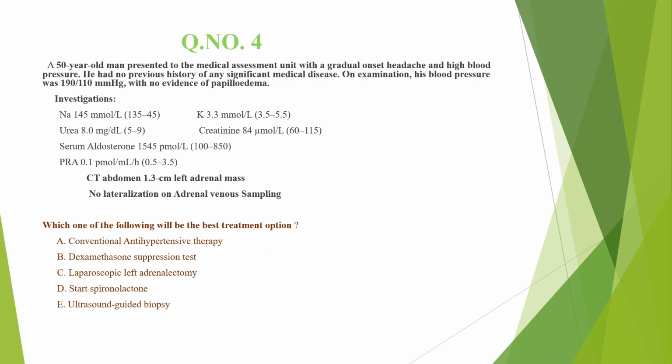So question number 4. A 50 years old man having all the features of primary hyperaldosteronism, CT abdomen showing a 1.3 centimeter left adrenal mass, and there was no lateralization on adrenal venous sampling. Which one of the following will be the best treatment option? Primary hyperaldosteronism, no lateralization on adrenal venous sampling, so we have to rely on the medical treatment option in these kinds of patients. So obviously the best medical treatment option would be spironolactone. So I will go with option D, spironolactone.